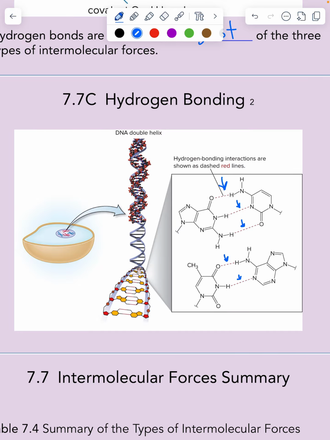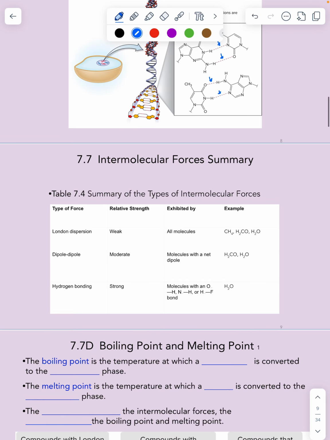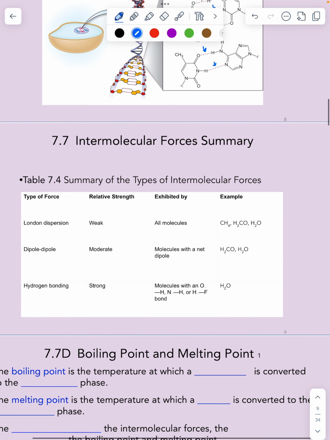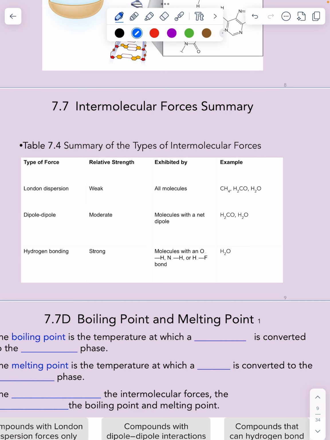This next little table here is a good summary of the three types of intermolecular forces, and so it would be good to study these. Relative ratings or strengths, meaning relative to each other, and this exhibited by tells what type of molecules exhibits each of the three types. And notice it says London dispersion is found in all molecules. Dipole-dipole is between two polar molecules, and then hydrogen bonding has to have a hydrogen, of course, and that hydrogen has to be attached to either oxygen, nitrogen, or fluorine.